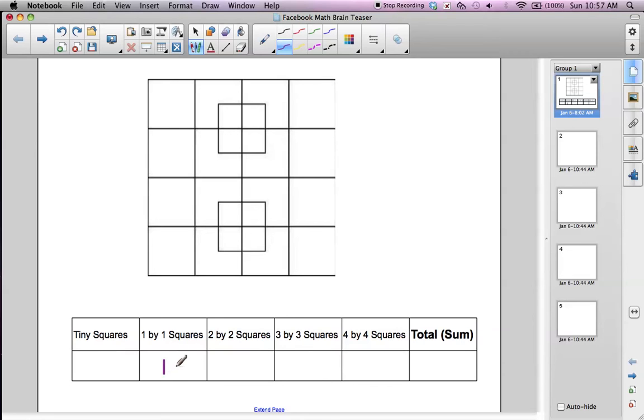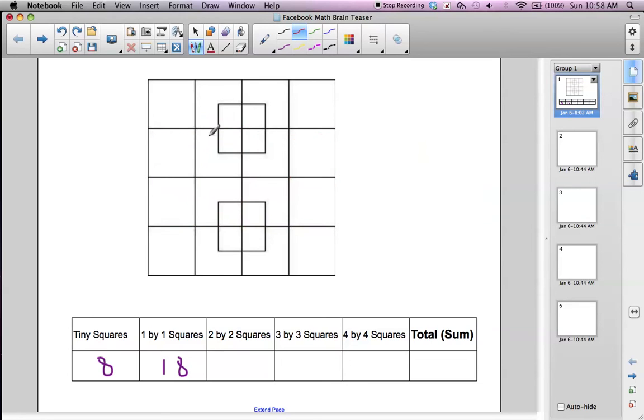Alright, so there's 18 there, and 8 tiny squares. And let's go on to the 2 by 2 squares. Here's a 2 by 2 square, and here's another 2 by 2 square, just one to the right. And then there's another one right here, so there's 3 on the bottom row. So that's 1, 2, 3 already. Then we're going to have 4, 5, and 6.